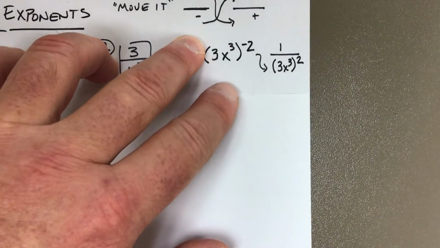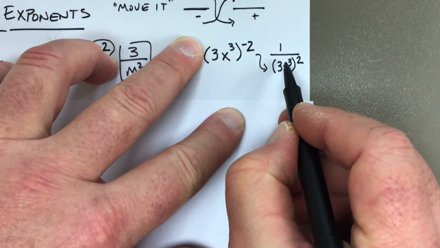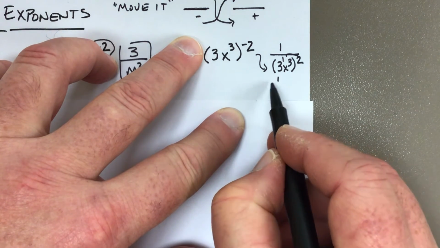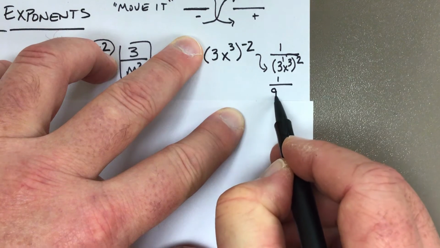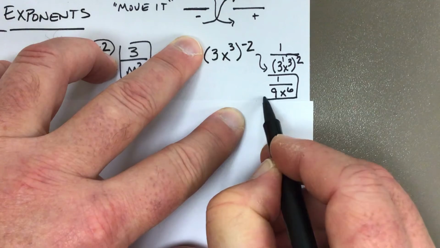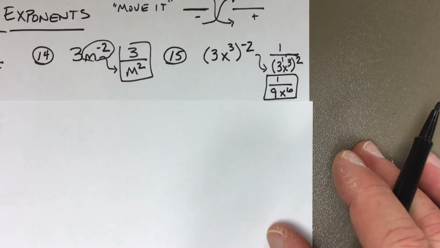Now we have to do what it says. Since it's distributing, remember everybody has an exponent. So this 3 has an exponent of 1, so this becomes times 2. So this is 1 over, well, 3 squared is 9, and then 3 times 2 is 6. So this is 1 over 9x to the sixth. That's what it looks like there.